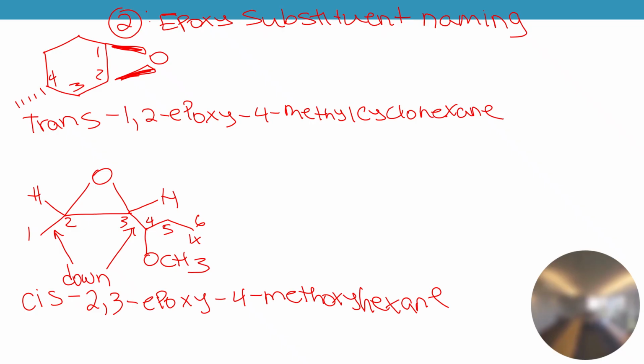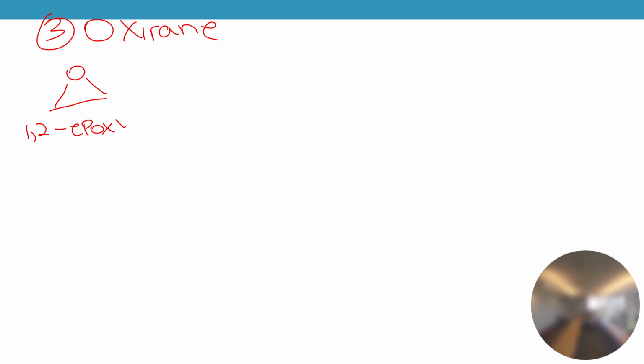So let's see. Okay, so then let's go ahead and move on to the oxirane naming. So this is naming number 3 as oxiranes. So as I briefly mentioned, this is oxirane. It's ethylene oxide. Oh, it's 1,2-epoxyethane. Okay, so now we know how to name that as a substituent of an alkane, and then just oxirane.